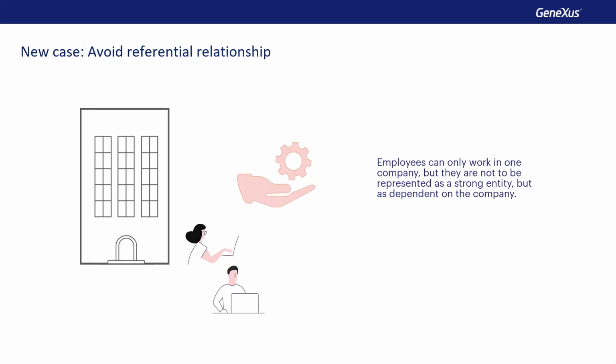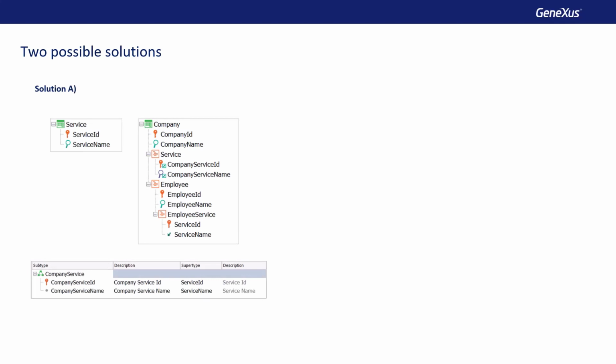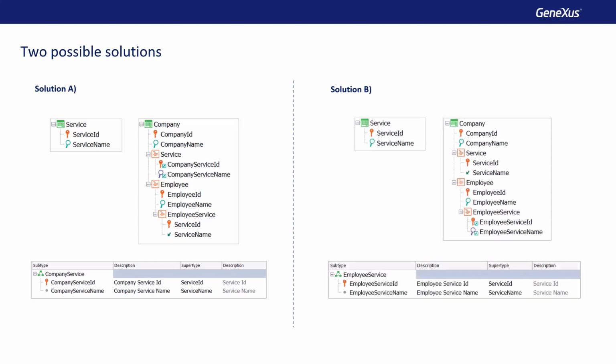Let's look at these two proposed solutions, where one's correct and the other is not. The first solution would be to create these two transactions and the following group of subtypes. And the second solution would be to create these two transactions and the following group of subtypes. A is the correct solution, and B is not.